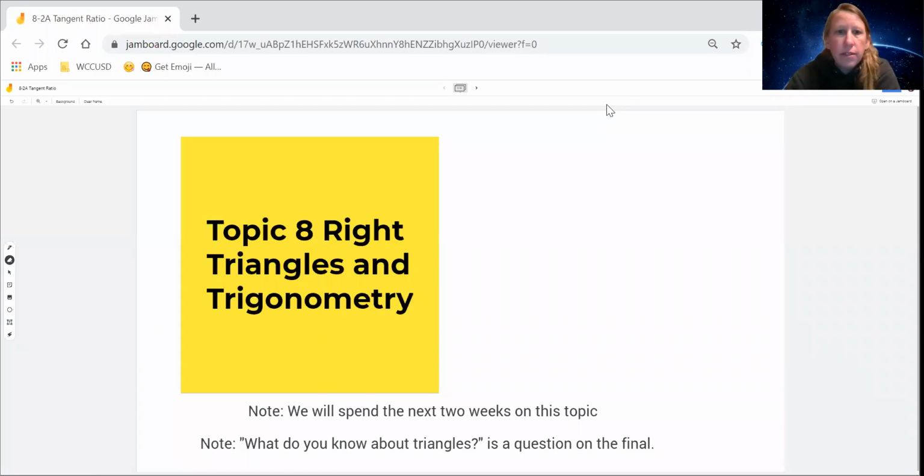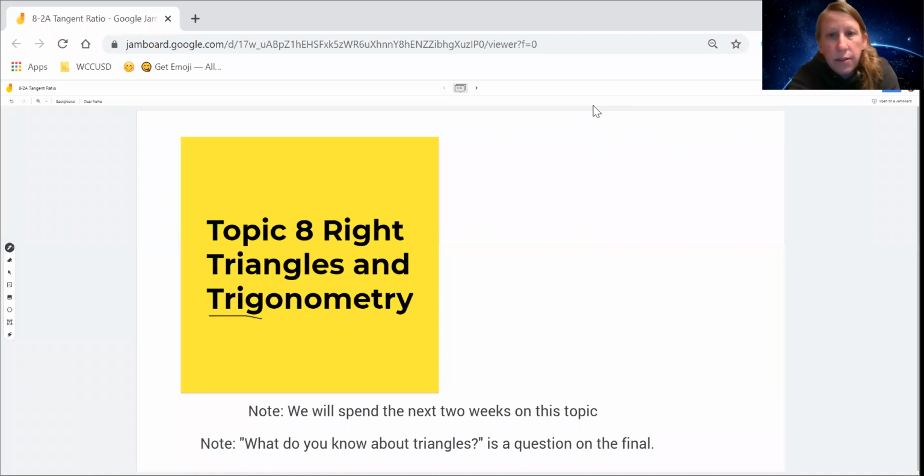Hello, students. We're talking about trigonometry. Trigonometry is a really interesting branch of mathematics. And on any scientific calculator, you'll see these buttons. So there's 3 buttons on the calculator, and they actually are what we call trig ratios.